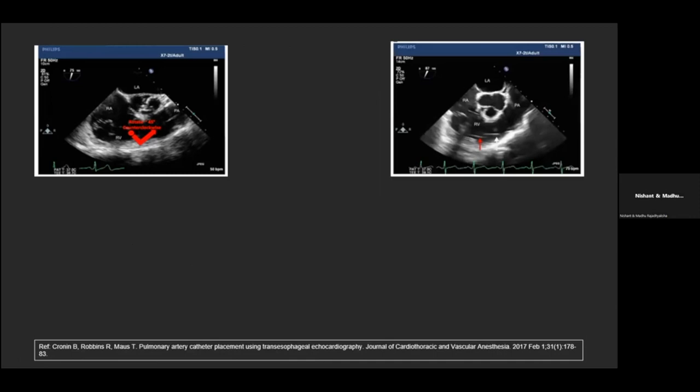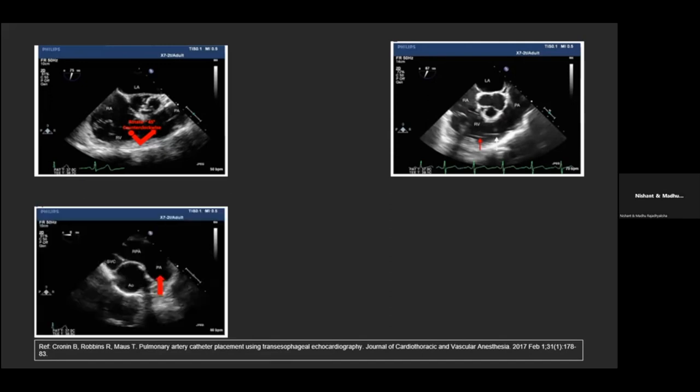This is a mid-esophageal right ventricular inflow-outflow view in diastole. A catheter in the red circle is visualized abutting the free wall of the right ventricle. We should give a counterclockwise traction to direct it to the outflow and pulmonic valve. Now, this is a mid-esophageal right ventricular inflow-outflow view in diastole. Here, the PAC catheter is seen traversing the right ventricle with the red arrow, and the balloon, marked with the white arrow, is clearly visualized.